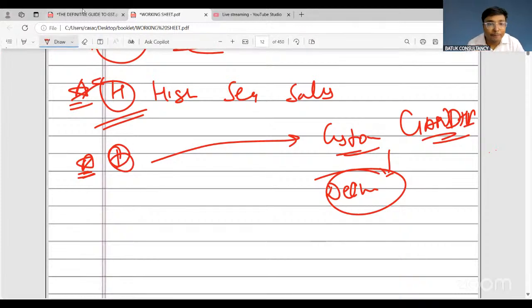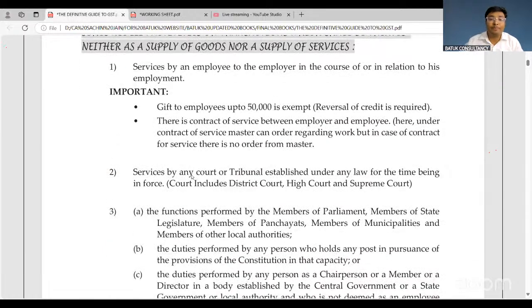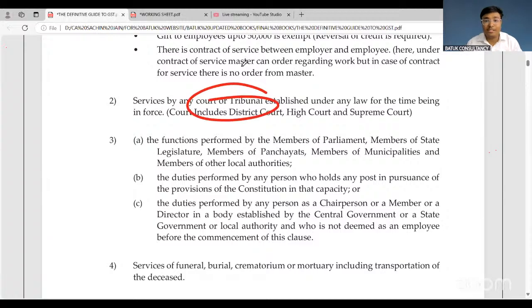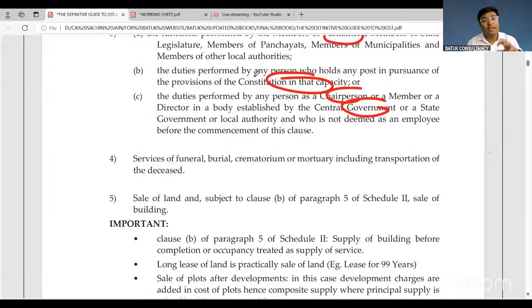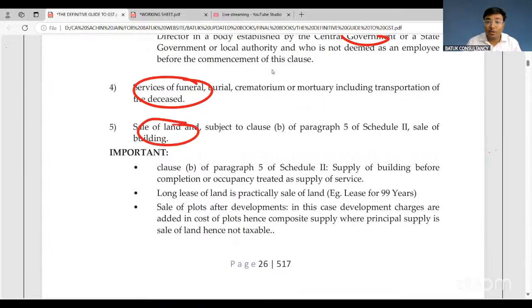Okay, now just go through our work. Employer-employee relationship, tribunal, any court, services provided by assessor, functions of member of parliament, member of state, constitution in the capacity, chairperson, member of body established by the central government. In this situation, no GST. Services of funeral and related activities, sale of land, no GST.